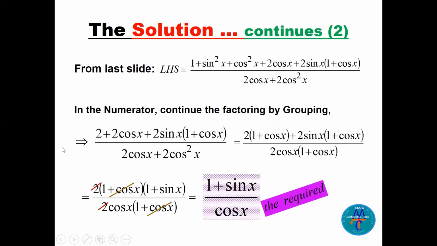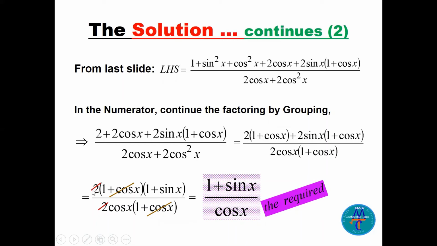So now, in the numerator, we continue with factoring by grouping, because this is 1 plus 1, so that's 2, plus 2 cosine of x. Already we have 2 sine of x multiplied by the bracket 1 plus cosine of x. So I can take 2 as a common factor here. So it will be 2 times the bracket 1 plus cosine of x. We see the same bracket. So that's factoring by grouping.